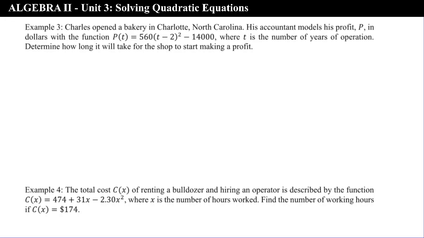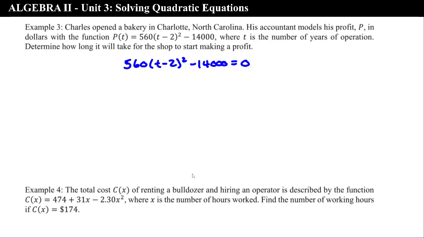Eventually, you'll pay back all of those loans. And once all those loans are paid back, you'll start having positive profit. The point at which we go from negative profit to positive profit is going to be right in the middle. Between negative and positive, we have 0. So when we want to find out when we start making a profit, we're going to set P of T equal to 0. So we are going to take this equation, 560 times (T minus 2) quantity squared minus 14,000, and we're going to set that equal to 0.